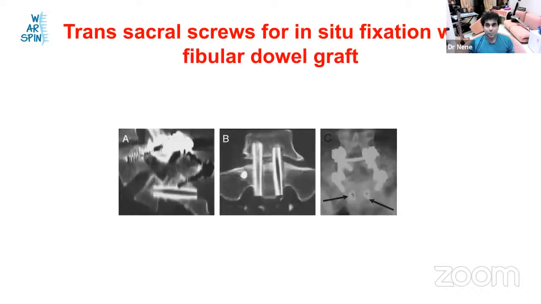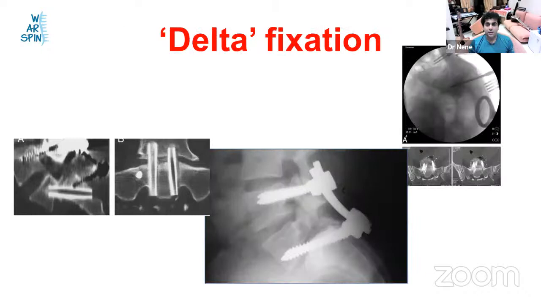It's a screw or a double graft that goes from the base of the S1 right into the body of the L5. It's called a delta fixation. And it's a very, very convenient approach. And Dr. Bhojraj has years and years of results on this. And the fact of the matter is that if they were not doing well, he would not be doing it. So the bottom line is that people with this in situ fusion also do very well.